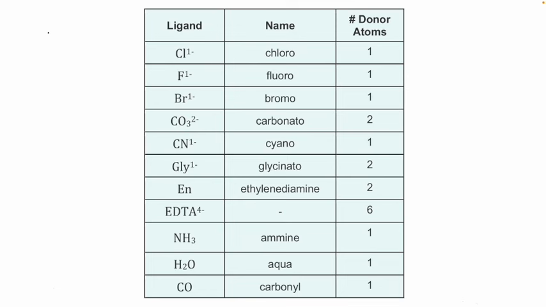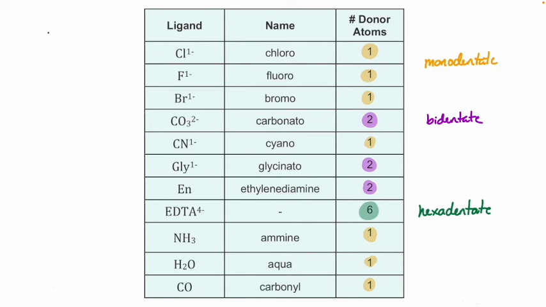We have the name of those ligands. So those chloride ions, when they become ligands, we call them chloro groups. And then lastly, we have the number of donor atoms here. So for example, these that have two, these are these bidentate ligands, combined at two locations. These ones that we have with just one donor atom, these would be our monodentate ligands. And we even got EDTA here, which has six donor sites, so this would be a hexadentate ligand.